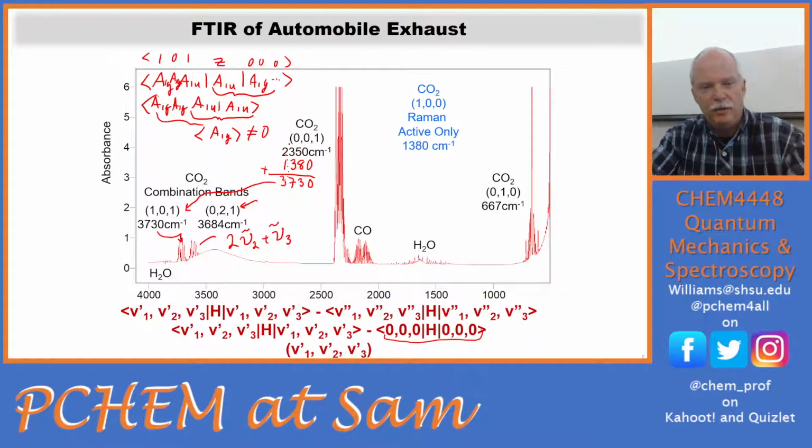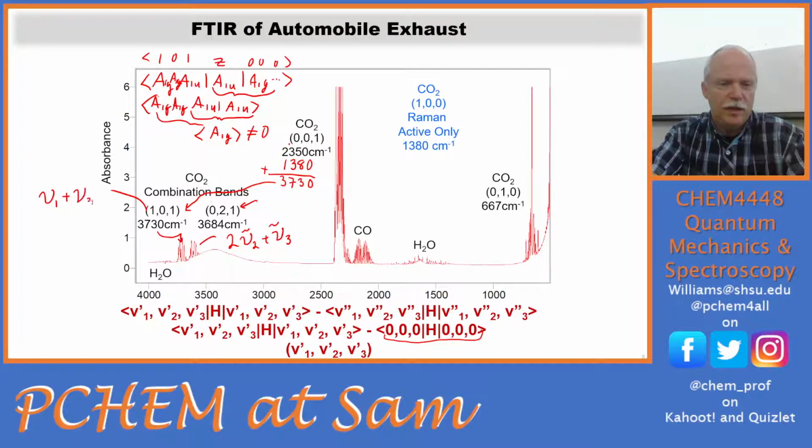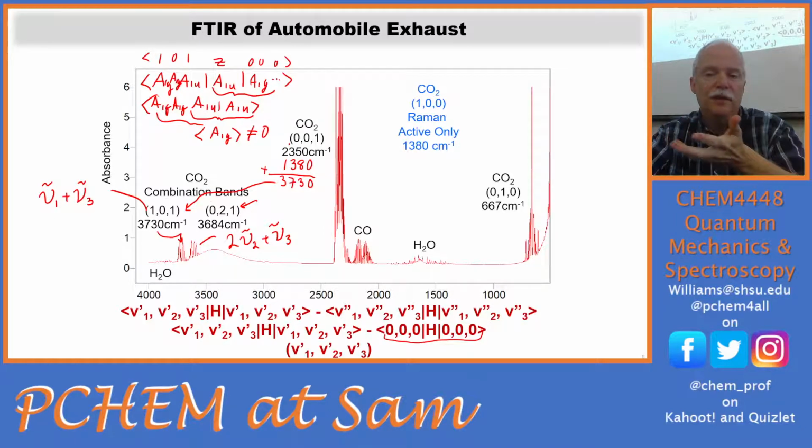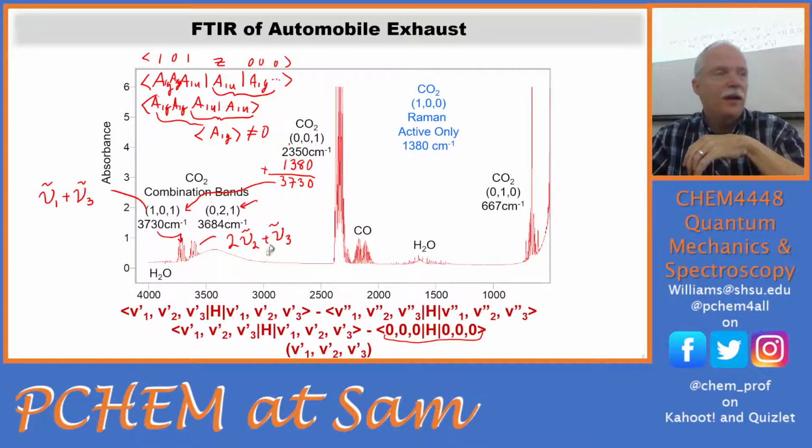Okay. We add the frequencies, we get 3730, so that's the nu 1 plus nu 3 combination. Now you could think about all of this. You could make a bunch of different combinations. You could have A1 plus one of the nu 3s, right? You could have nu 1 plus nu 3. You could have nu 3 plus nu 2. This one's strange. It's 2 nu 2 plus nu 3, right? I mean, think of all of the combinations you could come up with. And yet we don't see any of those other combinations in here.